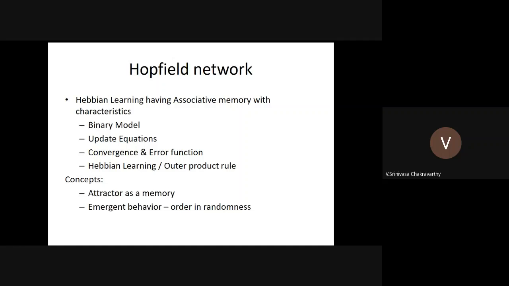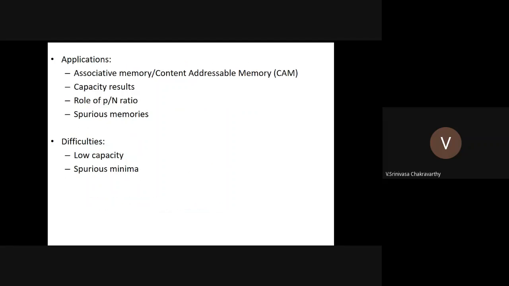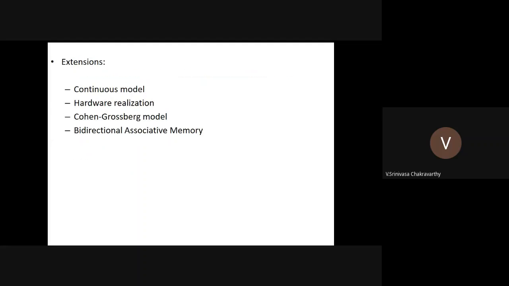So we will look initially at the binary model of the Hopfield network. We look at update equations, and there's an energy function, which is like the error function that we used in the MLP. Then we'll talk about Hebbian learning and how it is seen in real synapses, real brain connections. And we look at the concepts of attractors. What is an attractor? And what is the relationship of that to memories? So there are lots of applications, and there are also some problems with this model, and there are some extensions.